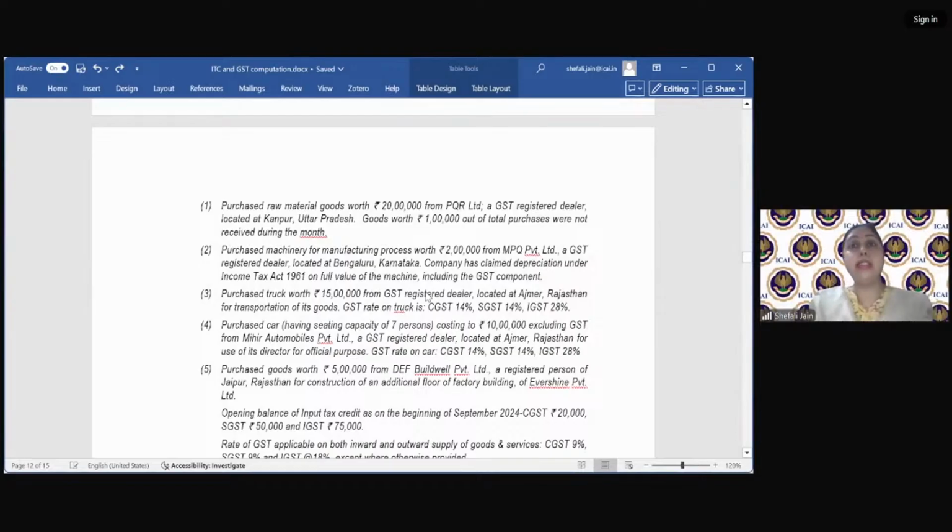In case this doubt arises in your mind, that maybe depreciation under income tax has been claimed on the GST component, then in that case this ITC will not be available on the GST component of the purchase of capital goods. Therefore, in this question, you can take that assumption and solve accordingly.